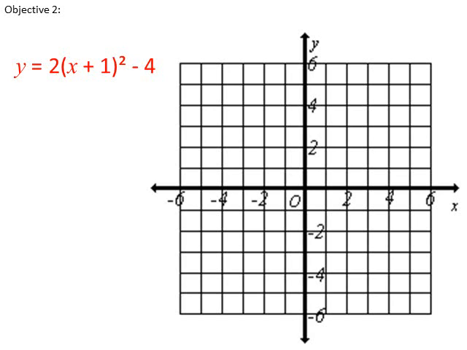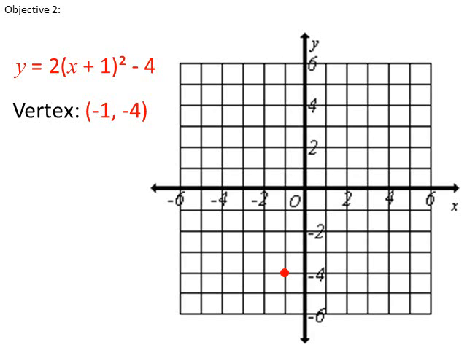y equals 2(x plus 1) squared minus 4. Well, first I have to find the vertex. That's going to be based on h and k. Well, h is in there with the x, but remember it's opposite sign. So h is negative 1 and k is negative 4. Therefore, the vertex is at the point negative 1, negative 4. And I'll draw that on the graph now.